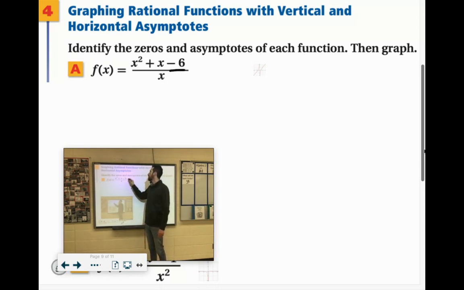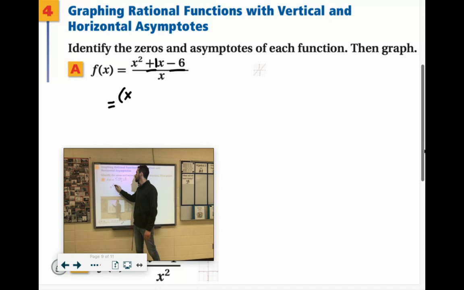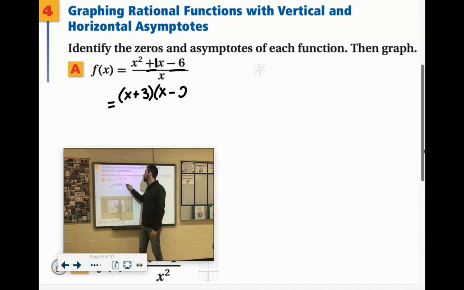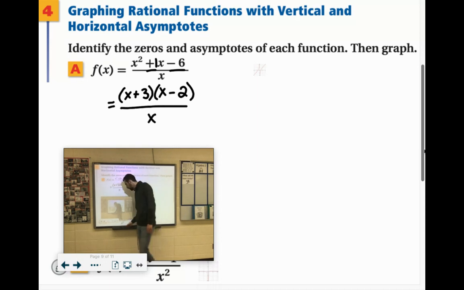We're looking for factors of -6, has to be one positive, one negative, that add up to +1. So they're going to be one apart from each other, essentially. So you got 1 and 6. They're not one apart, though. Or 2 and 3. What? So it's going to factor to x plus 3 times x minus 2 over x.